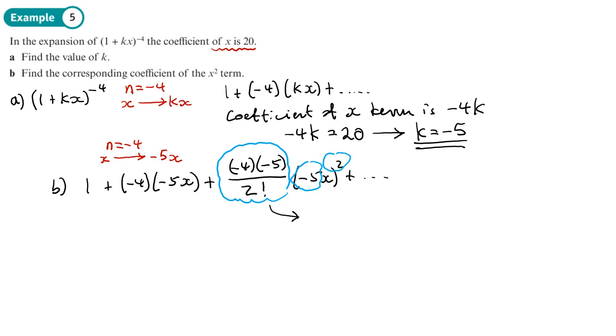So negative 4 times negative 5. Well, actually, let's work out whether this term is going to be positive or negative. It's going to be squared, so it's a positive term. We're going to get basically 20 at the top divided by 2, which is 10. So I will get 10 times whatever negative 5x all squared is, which is going to be 25x squared. So that's 250x squared. So the corresponding coefficient that they want is 250.